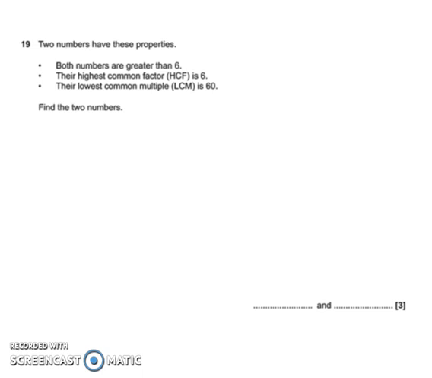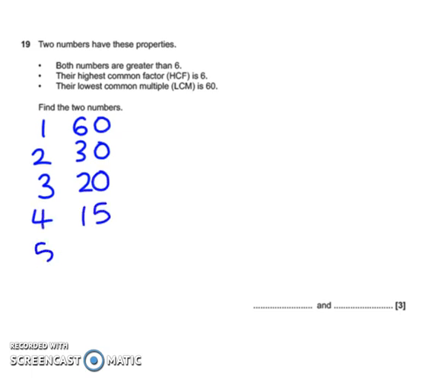So 1 times 60 is 60, so 1 and 60 are factors of 60. 2 times 30, so 2 and 30 are factors. 3 times 20, so 3 and 20 are factors. 4 times 15, 5 times 12, and 6 times 10. So those are our factors of 60, quite a few.